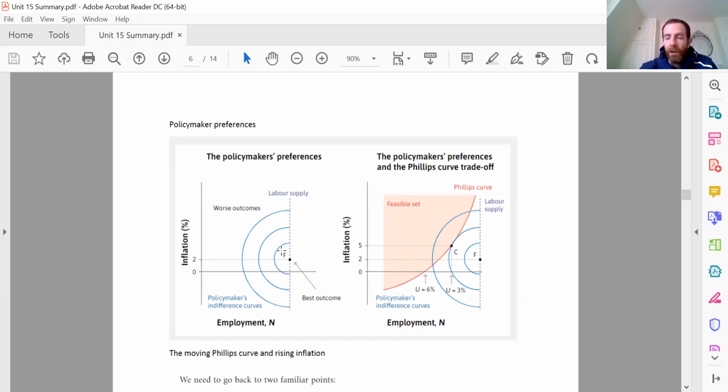And so what these indifference curves are showing us is the policymaker is willing to make some trade-offs, right? Willing to trade off a bit of inflation above the target for higher employment, and also inflation below the target for higher employment.